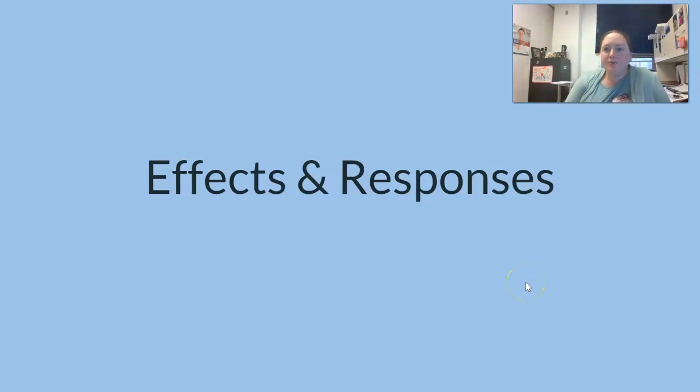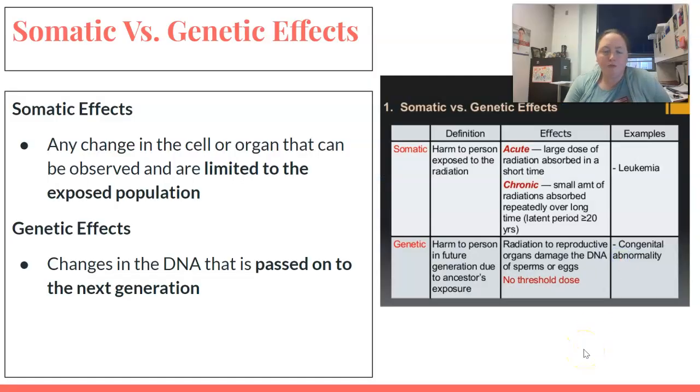Coming back with some more rad safety effects and responses. Two terms I want us to differentiate are somatic effects and genetic effects. Somatic effects are going to be specific to the person who was exposed to radiation, so they're limited to the exposed population. Genetic effects are harmful to the future generation. So my children, you would see the effects in them. So somatic to the person, genetic to the next generation.